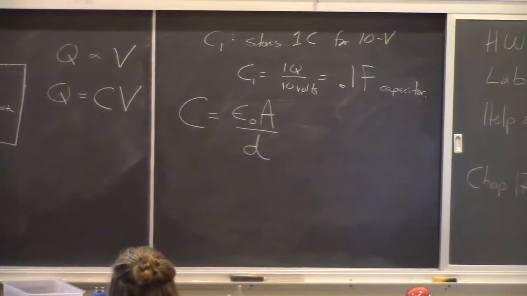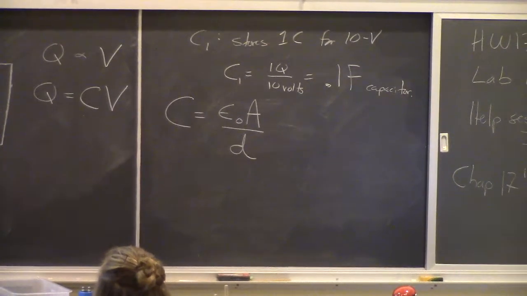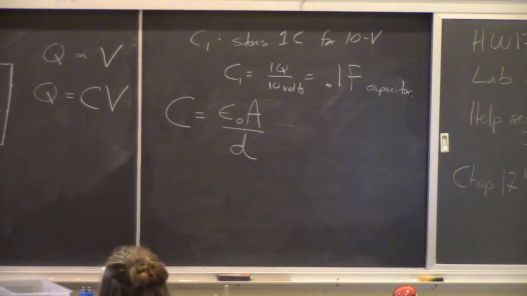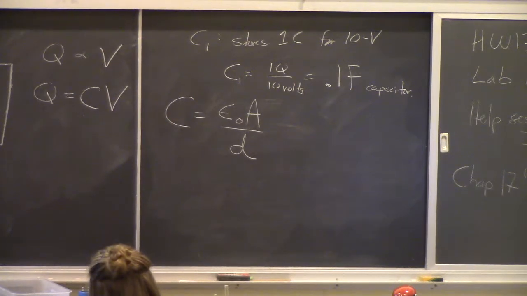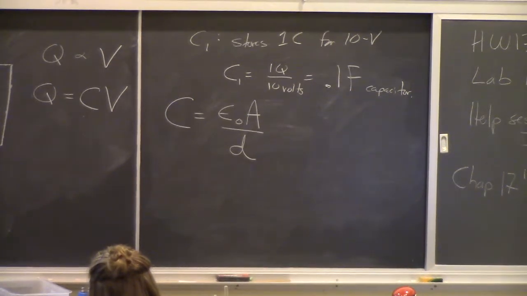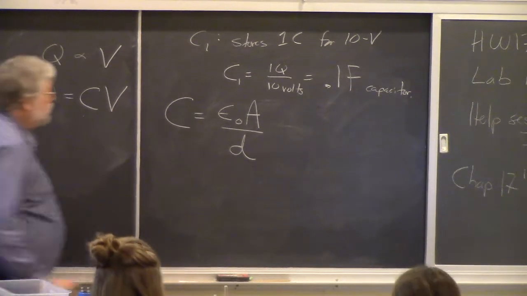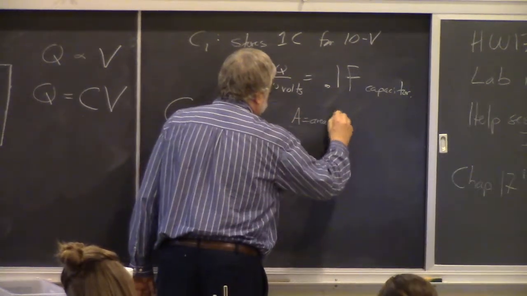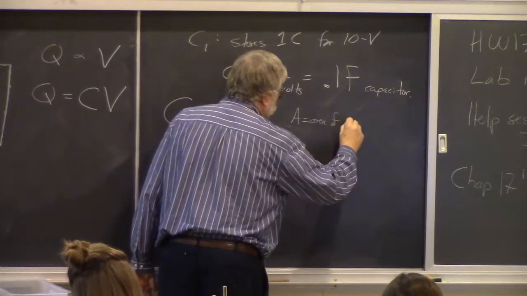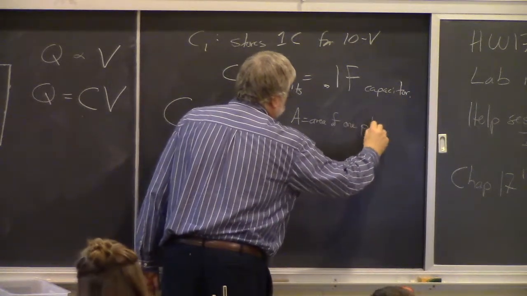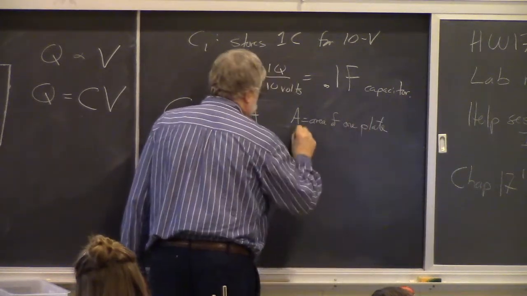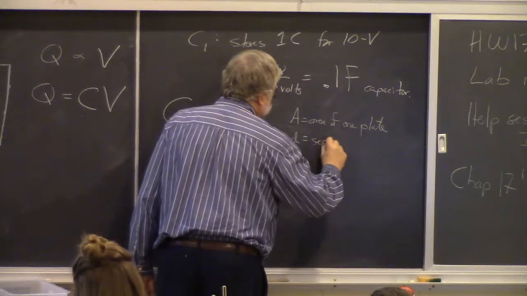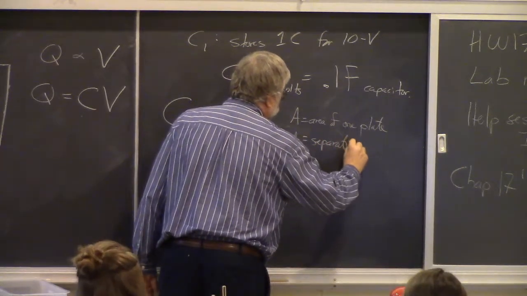There's that definition. Epsilon naught, you know what that is. That's a number that you've been using, or at least something related to it. You use K most of the time, but you can look up epsilon naught in the book. A is the area of the plates, of either plate. So area of one plate, let's say. And D is the separation distance between the two plates.